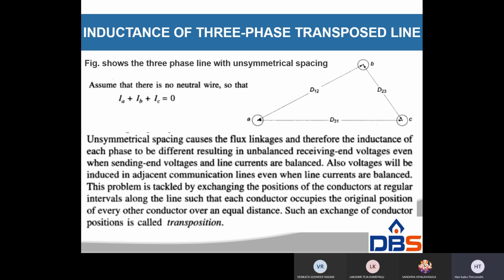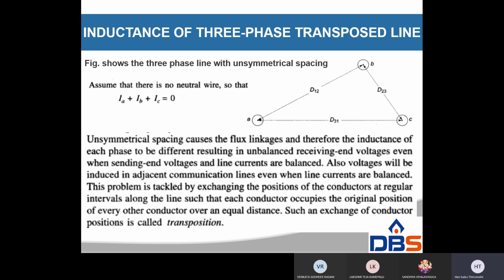So same D12, D23, D31 for unsymmetrical spacing. These three distances are not the same. For symmetrical spacing, these three distances are the same. So there is no neutral wire. That's why IA plus IB plus IC equal to 0. Why is there no neutral wire?